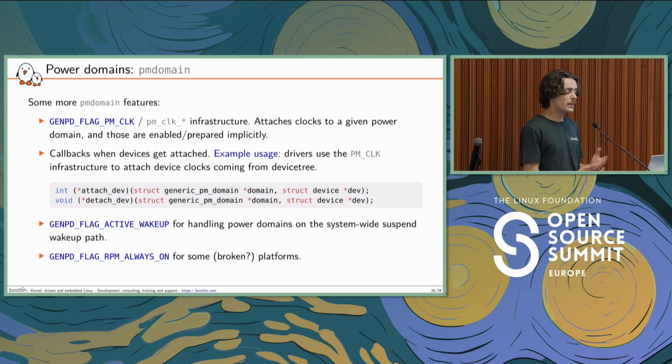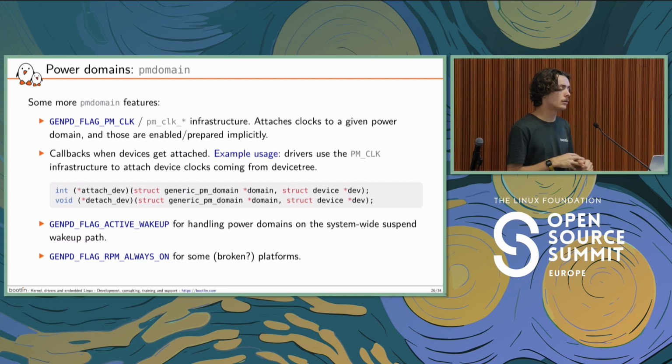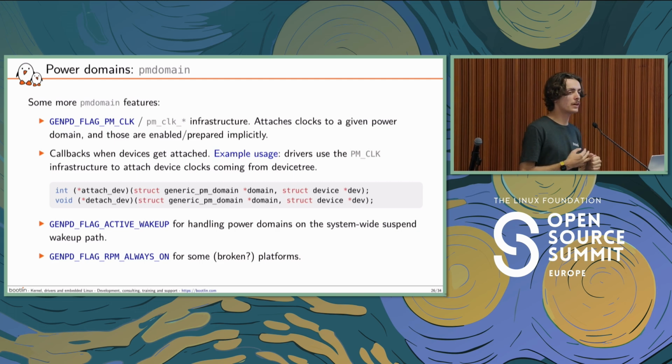Ideally your domains contain a lot of devices, if your hardware is modeled like that. To be honest, most of the drivers that you will look at currently inside the kernel have one device per PM domain. But if that defines what the hardware looks like, then it makes sense.